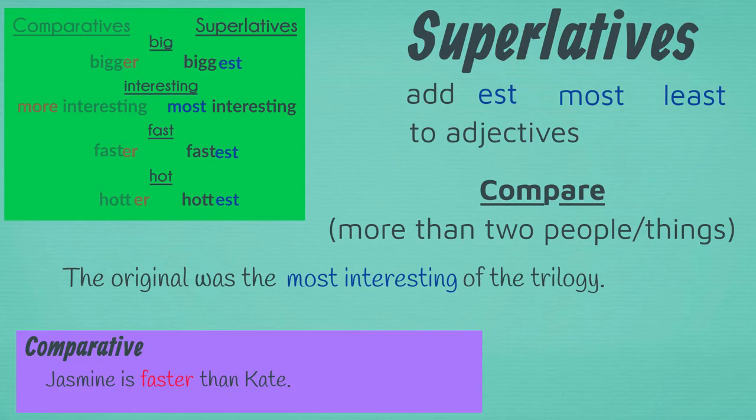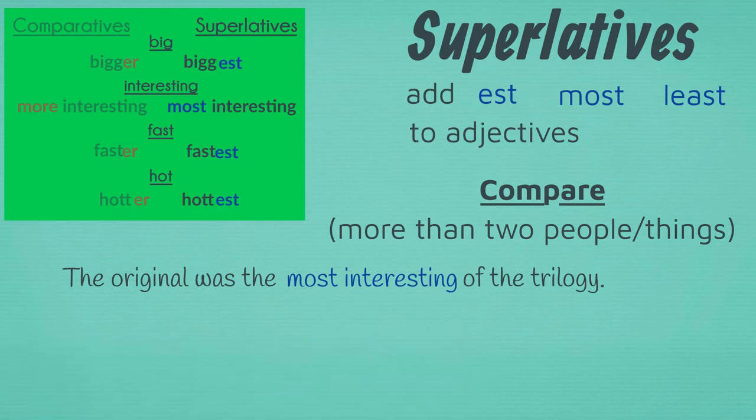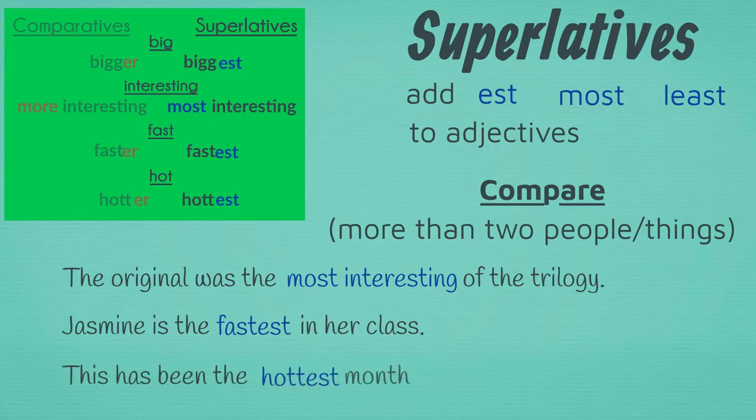In this sentence, there were only two people being compared, and so the comparative faster was used. If we wanted to compare more than two people, we would use a superlative. For example, Jasmine is the fastest in her class. Another example. This has been the hottest month of the year.